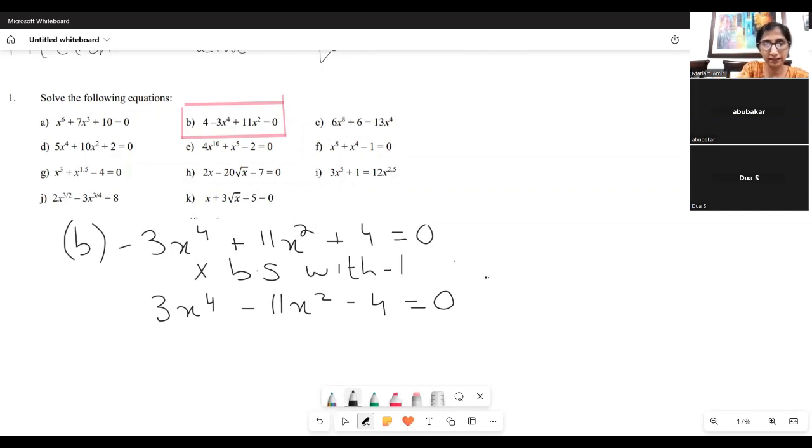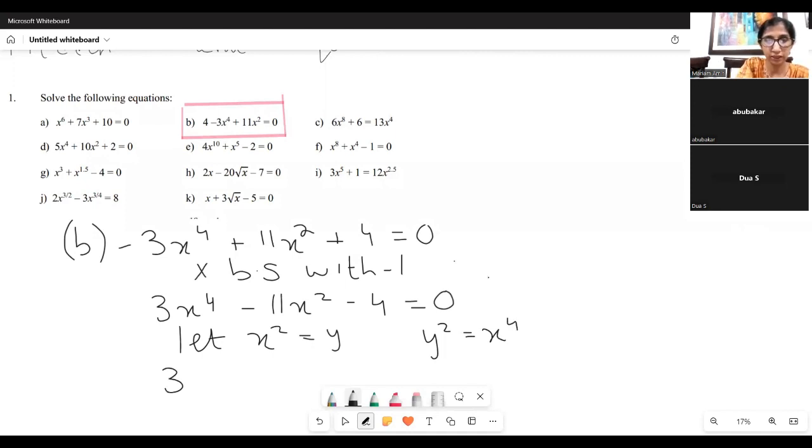Okay, what should I write? Let x square equal y. Since the first power is 2 and the other one is 4, which is double, that's going to be y square, and y square would be x power 4. So the quadratic equation becomes 3y square minus 11y minus 4 equals 0. And let's solve it here.